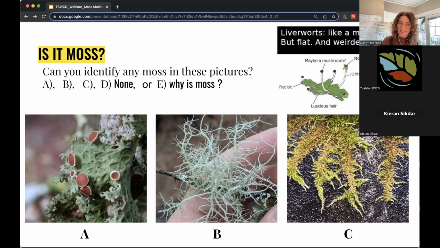So A is a foliose lichen. That one, you might have seen it. That's in its reproductive stage. And that's a whole other topic that we could get into, how lichens reproduce. What the heck? B is another lichen, more an Usnea species. But yep, you got it. C is the moss here.